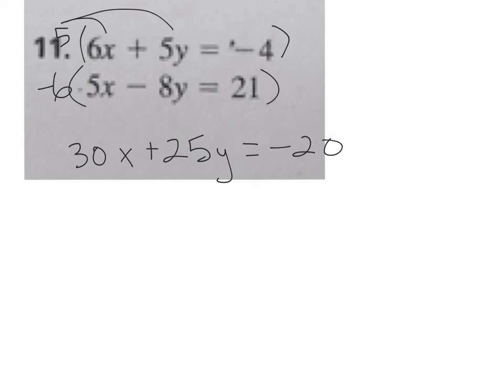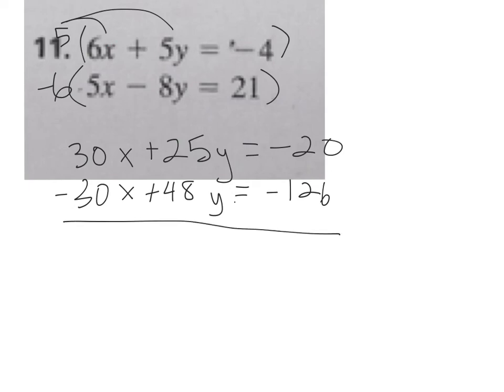Now we go to the bottom. Negative 6 times 5 is negative 30x. Negative 6 times a positive 8 would be a positive 48y. And negative 6 times 21 is equal to negative 126. No, that's not right. Yeah, negative 126. Ah, there we go.